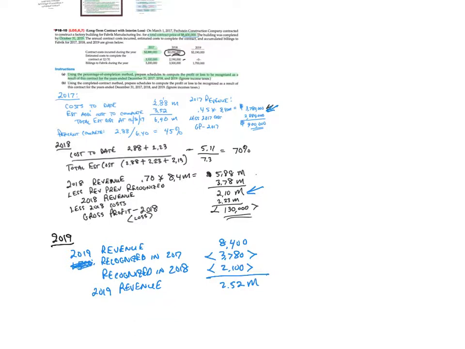Okay? Now, for cost, 2019 cost is given as 2.190. So 2019 gross profit is going to be 2.52 minus 2.19. I get 330,000.